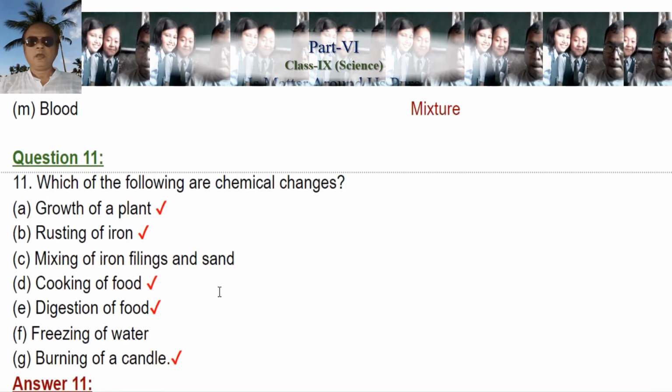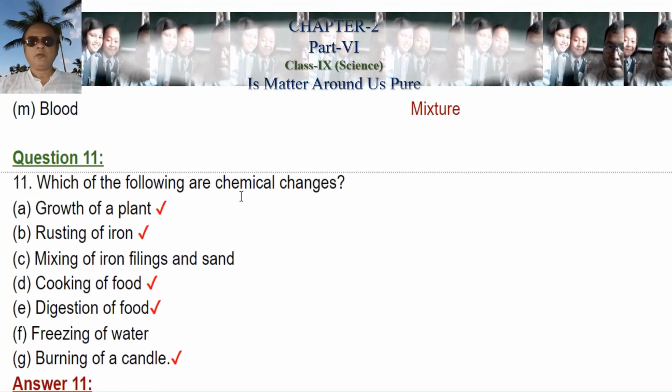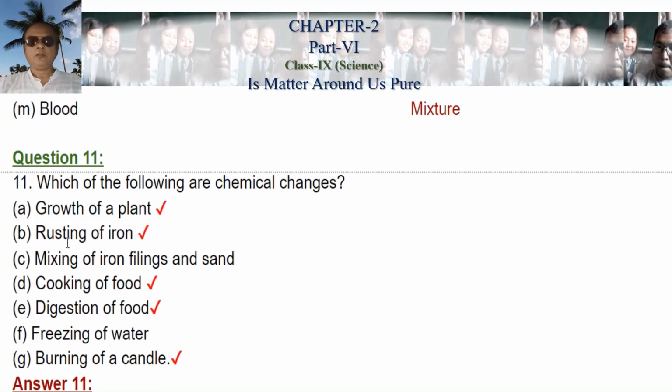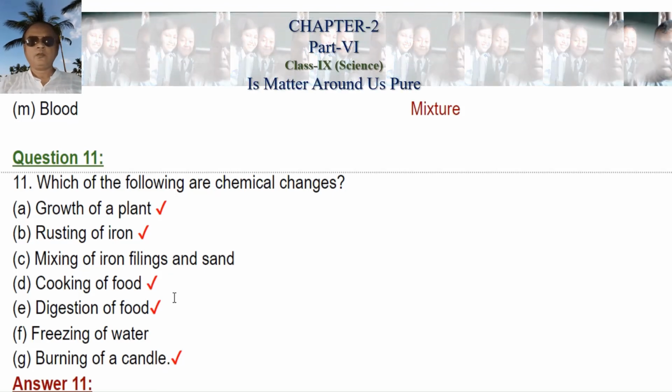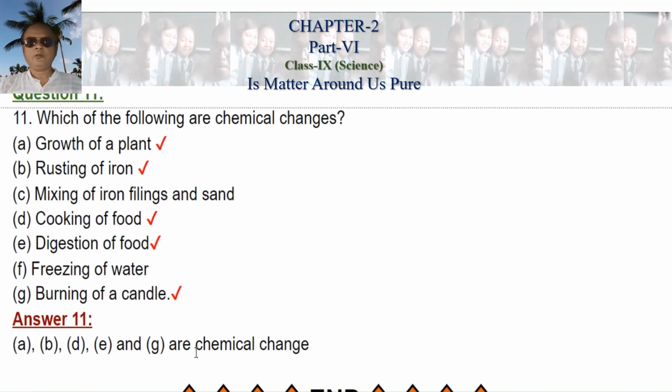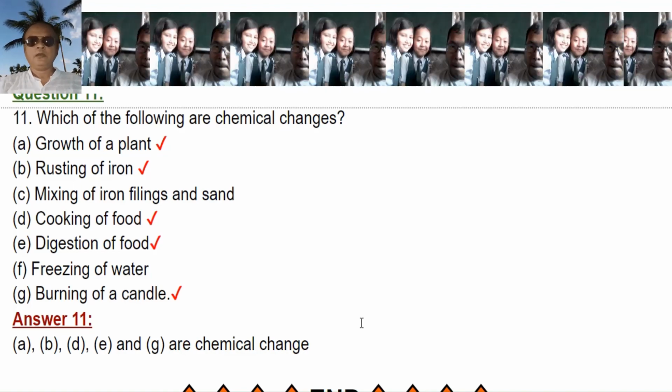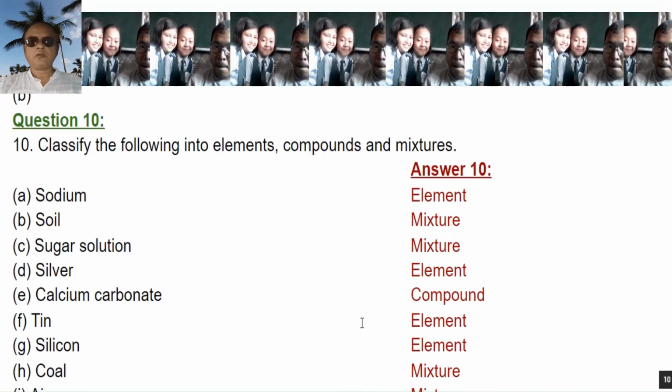Now the last question of the exercise, question number 11. Which of the following are chemical changes? Growth of plant is a chemical change, rusting of iron is a chemical change, cooking of food is a chemical change, digestion of food is also a chemical change, burning of a candle is also a chemical change. So that's all for today. We have completed this chapter, that is chapter 2.